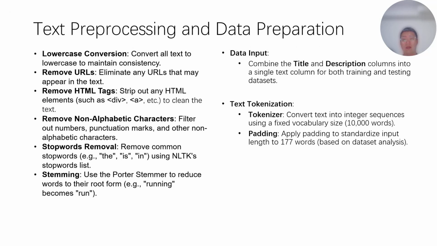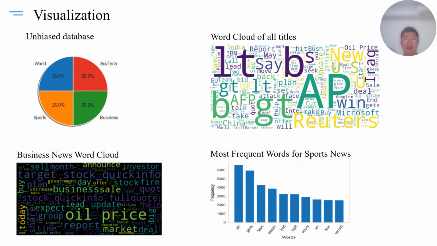And here is a brief visualization of the news data, highlighting category distribution and key term extraction. The pie chart indicates that the dataset is balanced with 4 categories: world, science or technology, sports, and business, each comprising 25%. The word cloud of all titles reveals frequent terms such as Reuters, AP, and others, reflecting its topics and news agencies.